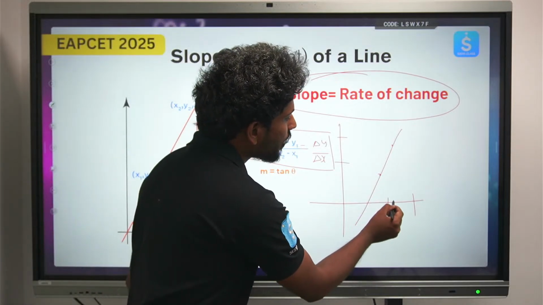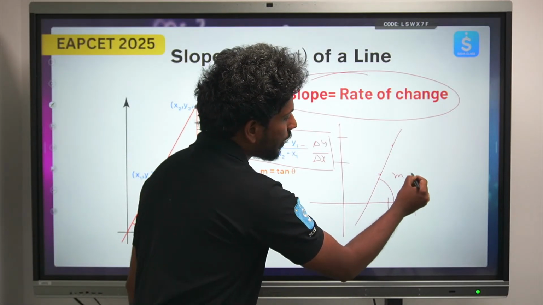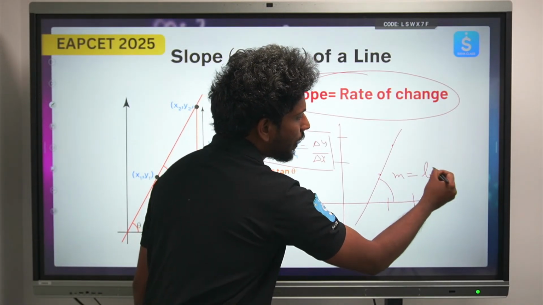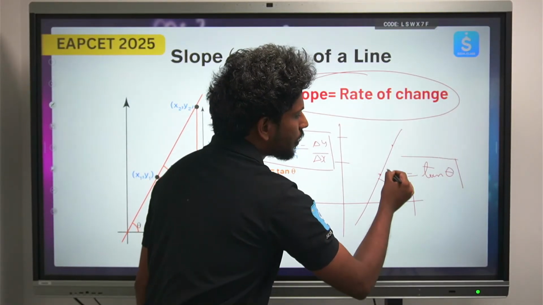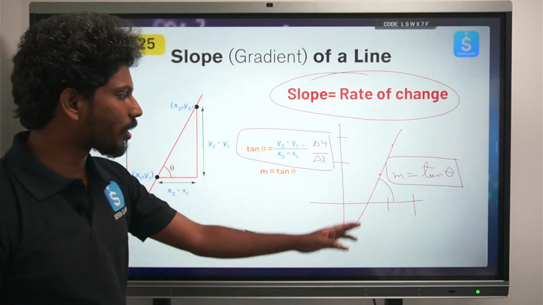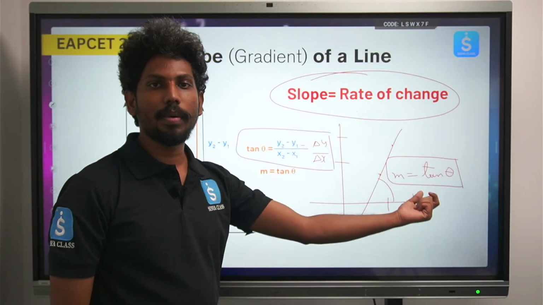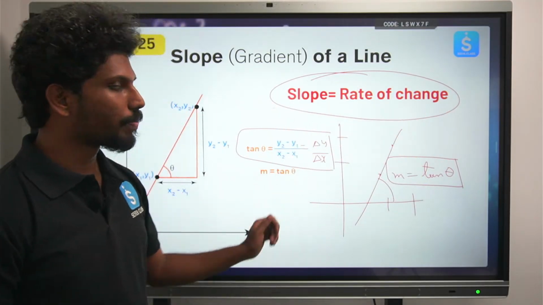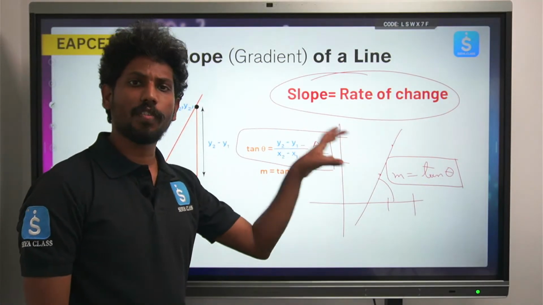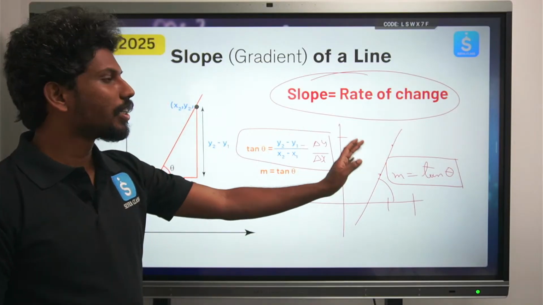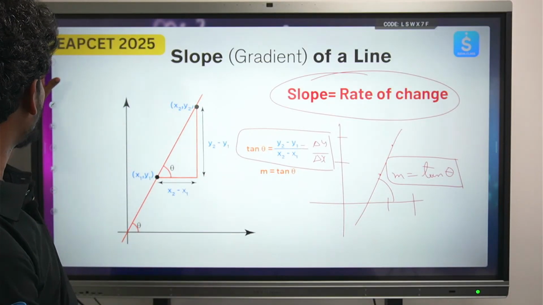It is also denoted as m equals tan theta. This is also called the slope, the other way to represent it, because tan theta is nothing but opposite by adjacent. So change in y by change in x is nothing but the slope. But what is the relevance to the differentiation part? How is it related to differentiation? That is much more interesting.